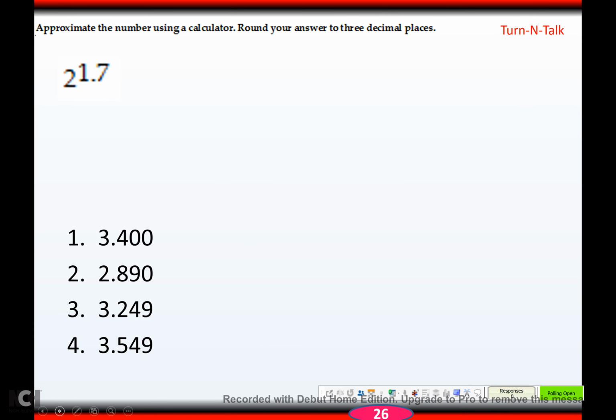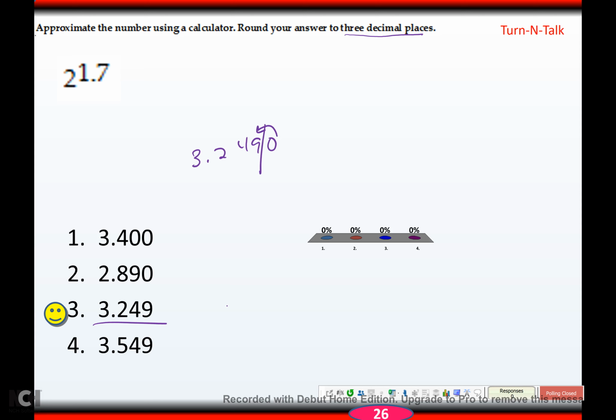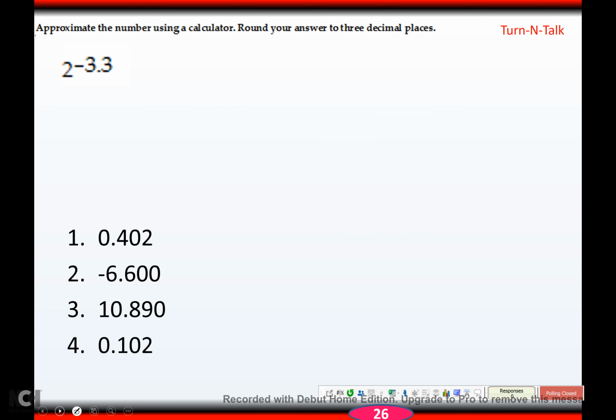Alright, so type it in the calculator. 2 caret 1.7 is 3.24900, blah, blah, blah. And it says round to 3 decimal places, so 3.249. I'd have to use the 4th one, which does nothing to the 9. And literally, you just type in 2 caret 1.7. Alright, try this one. Come back when you're ready.